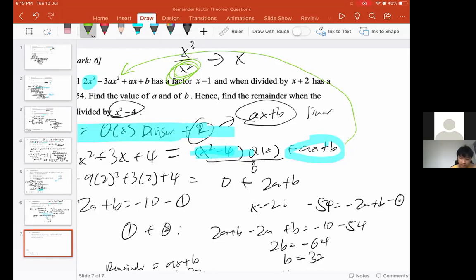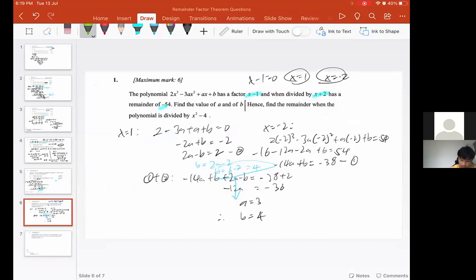Then moving back to the previous part of the question, part A, we are substituting in values of x to find the remainder. Once again, using our key principle of the remainder factor theorem, when our divisor is equal to 0, we'll find our remainder by substituting in the value found here.